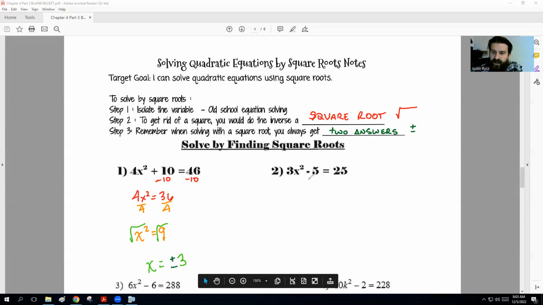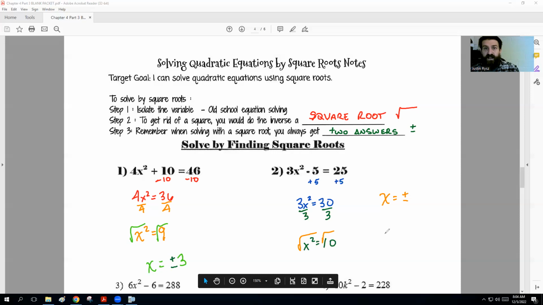In this one, we have to add the 5 over to the other side. So we get 3x squared is equal to 30. We're going to divide by 3, and we get x squared is equal to 10. Oh my God, I'm thinking ahead. Then we take the square root, so we are going to get x equals plus or minus.